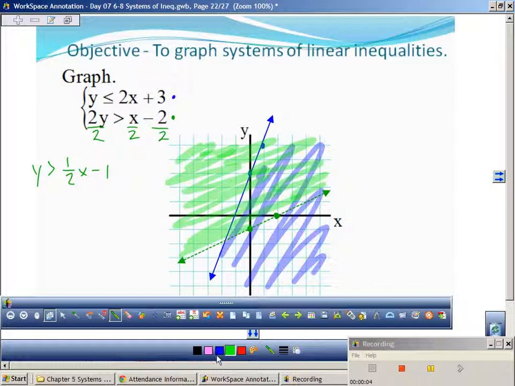It would be better if you did it in 2 colors. For the test, I'll have markers for you.